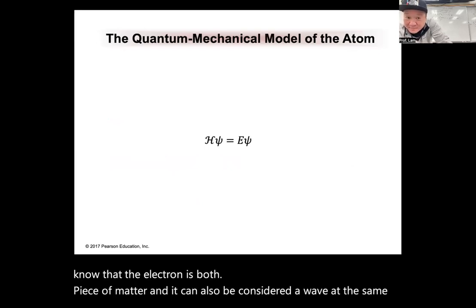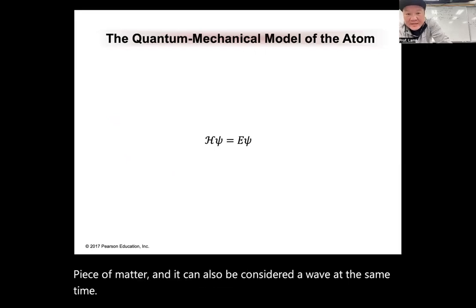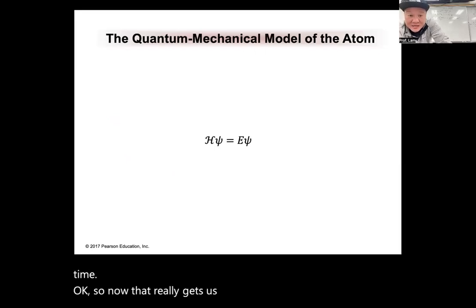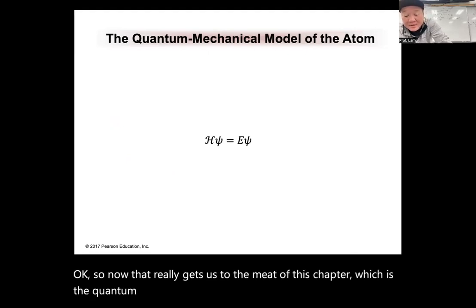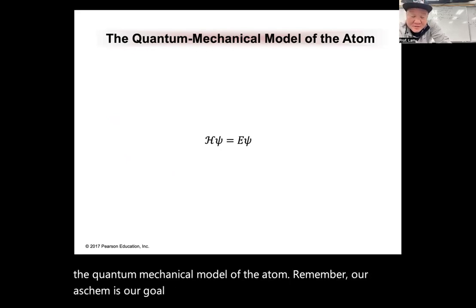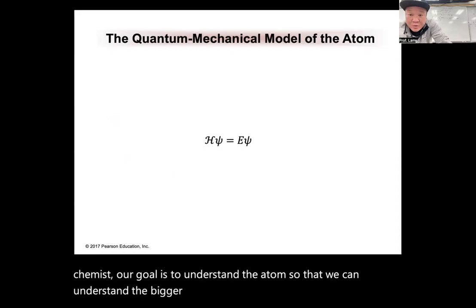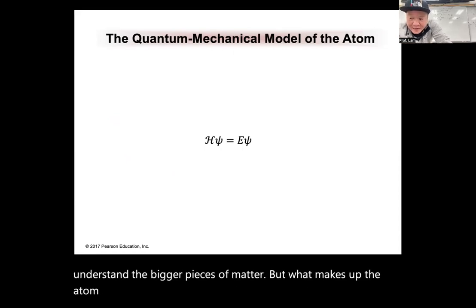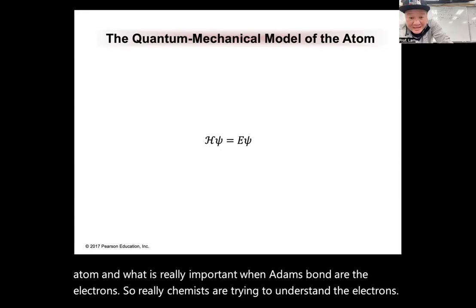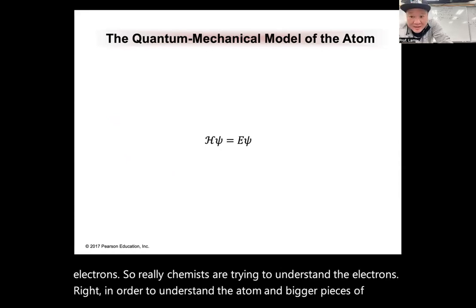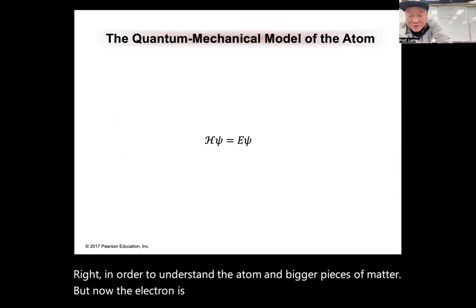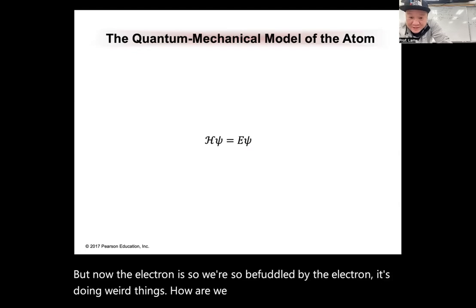Okay, so now that really gets us to the meat of this chapter, which is the quantum mechanical model of the atom. Remember, as chemists, our goal is to understand the atom so that we can understand the bigger pieces of matter. But what makes up the atom and what is really important when atoms bond are the electrons. So really, chemists are trying to understand the electrons in order to understand the atom and bigger pieces of matter. But we're so befuddled by the electron. It's doing weird things. How are we supposed to understand the electron?